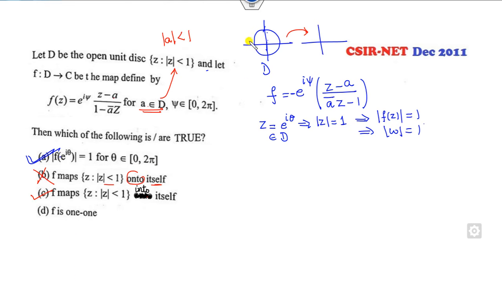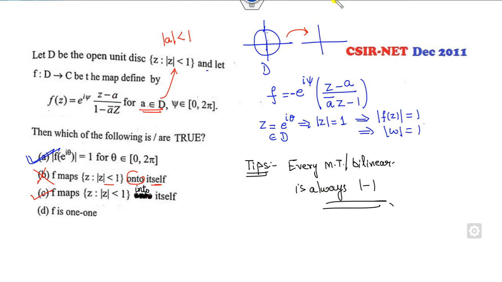This option is wrong. Now how can you prove that it's 1-1? A very simple rule I can tell you. Every Mobius transformation, or you can say every bilinear transformation, is always 1-1. Fine. So you can remember this. So this is also a correct option. A, C, D are my correct answers.